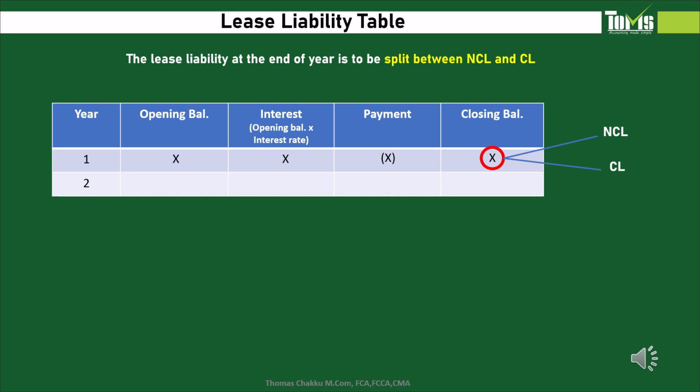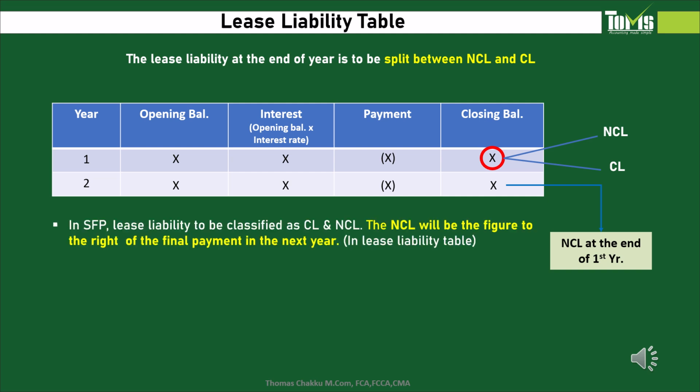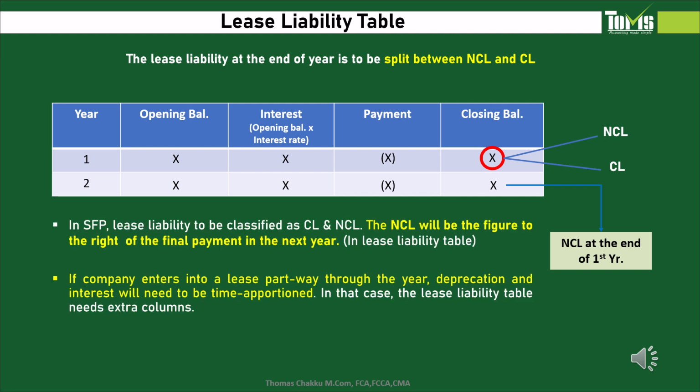For that, you need to extend this table for 1 more year. So, closing balance becomes opening balance in the next year. The closing balance figure in the second year will be the NCL for the first year, and the balancing figure of lease liability in the year will be the current liability. If the entity enters into a lease partway through the year, then depreciation and interest will need to be time apportioned.